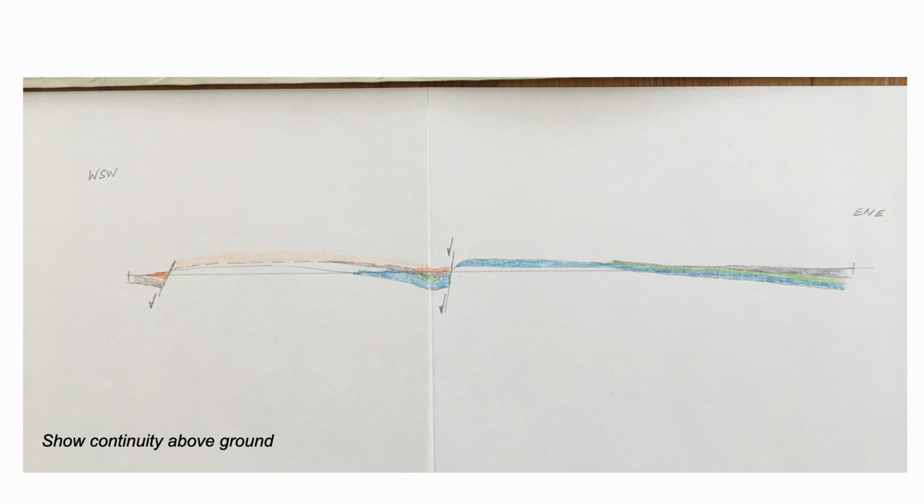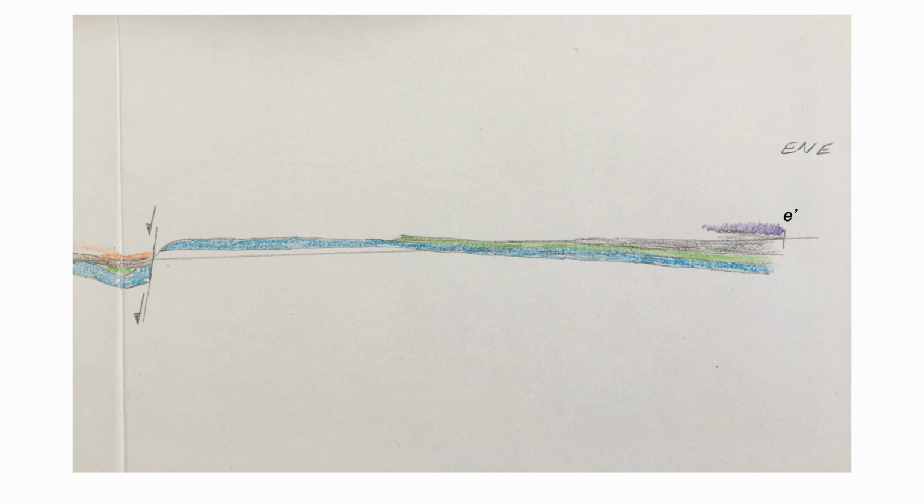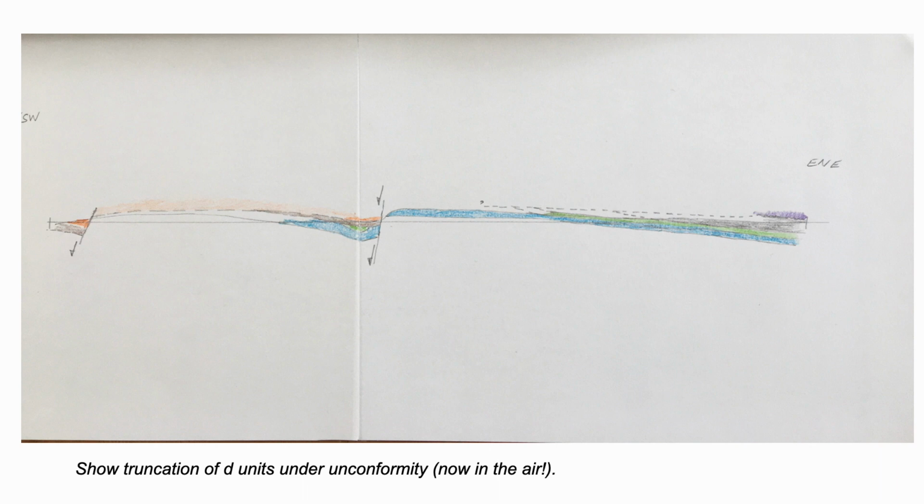But that's not the only unconformity. What about over here where we had E prime here, and particularly show its relationship to the underlying units? And this means projecting E prime up in the sky across this region like this. And we can now show the truncation of the D units onto the unconformity as we saw in the map pattern further south like this.